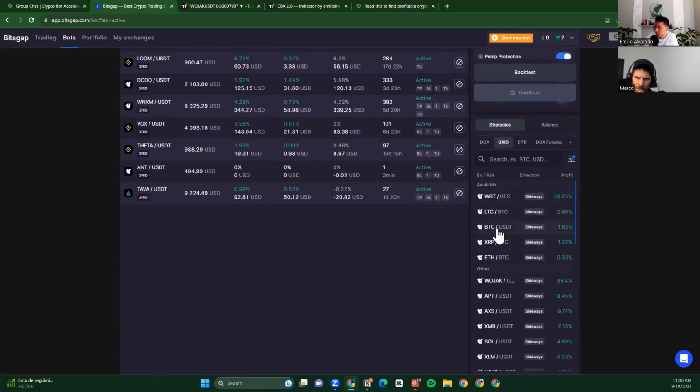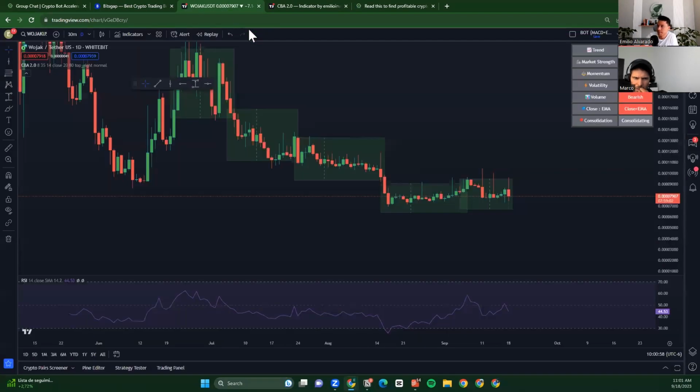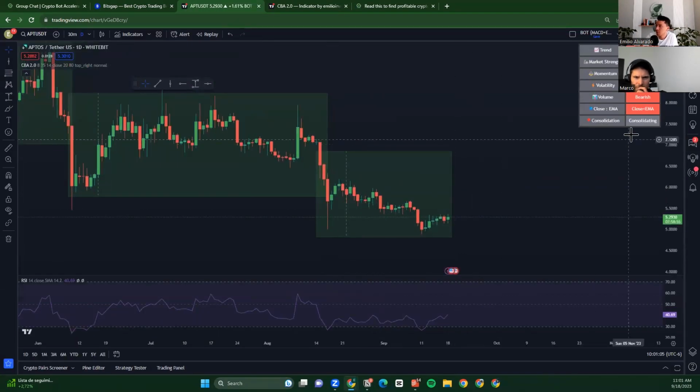So let's take a look at another one. Let's take a look at APT. So this one, for example, is showing me that it's on consolidation, which is a good thing. And it's also on bullish, which is also a good thing. But the trend is short, the volume is bearish, and the close EMA is also bearish. So that's also something to keep in mind. So you have 2 confirmations out of 5, pretty much.